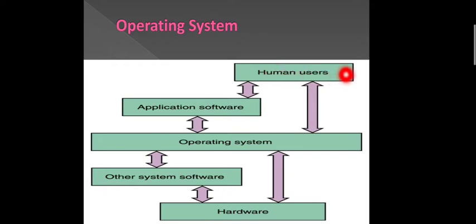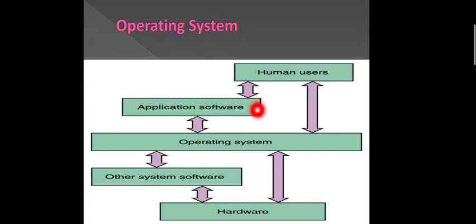Here is the user. The user directly interacts with the operating system and uses the hardware. It is vice versa, because the operating system is also interacting with the user, and the hardware is also connected with the operating system. That means when we want to use hardware, we have to use it through the operating system, because it is the only interface through which the peripheral devices, hardware, or users are connected to the computer system.